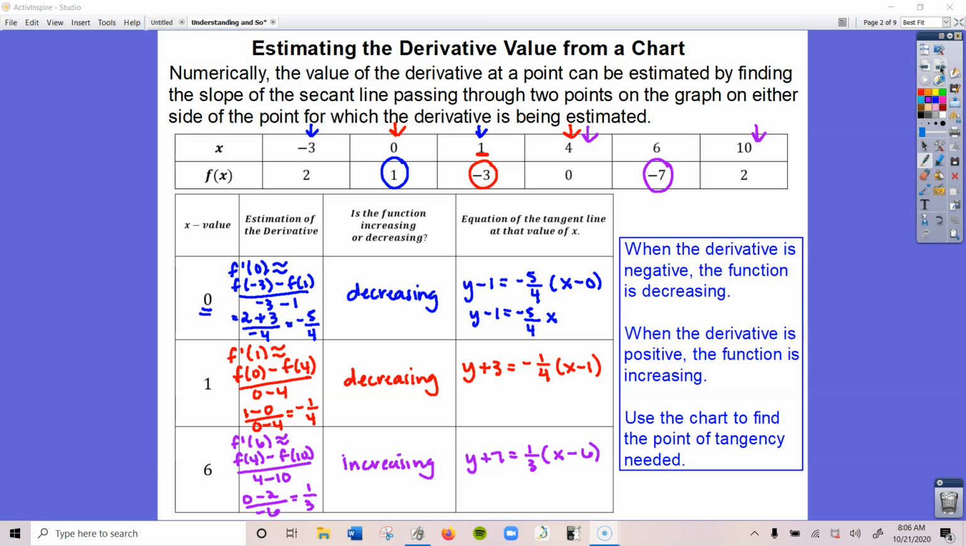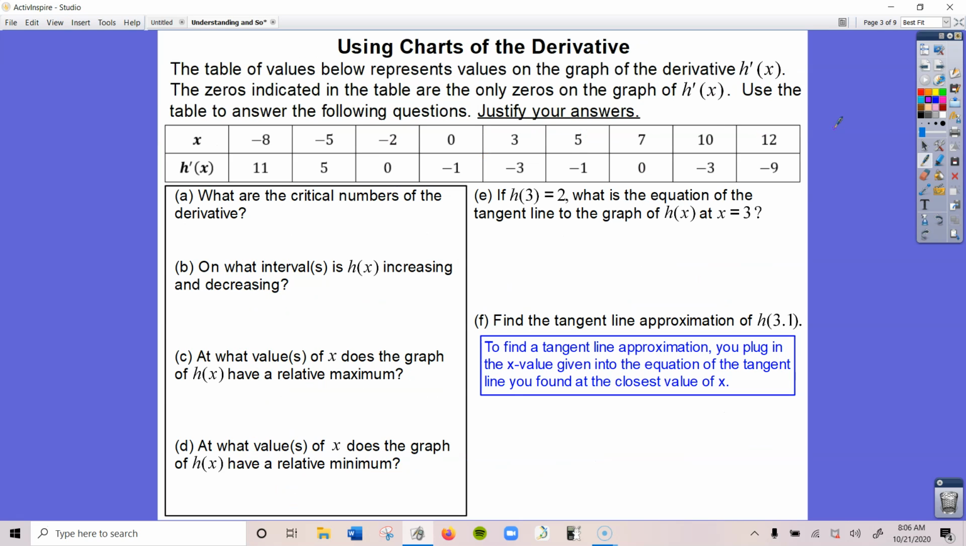Now we're going to have a look at another problem using charts. But this time, the chart is h prime of x. So we're looking at the derivative. Now, as it's stated in this verbal description here, it says a table of values below represents values on the graph of the derivative h prime. The zeros indicated in the table are the only zeros on the graph of h prime of x. Use the table to answer the following questions, and of course we're going to justify those answers.